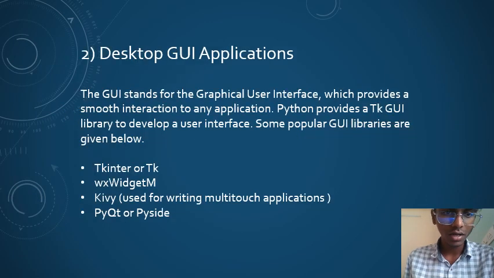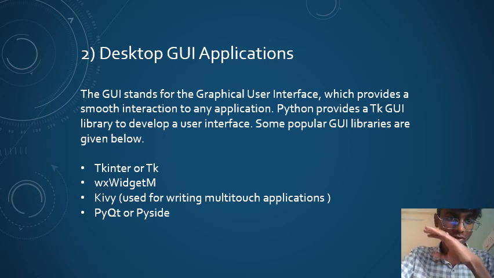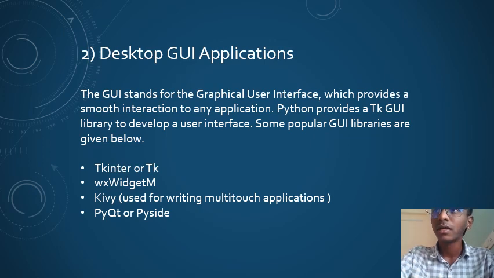Moving on to the next slide, we have desktop GUI applications. This is also one of the applications of Python programming. GUI stands for graphical user interface, which provides smooth interaction with any application. Python provides the Tk GUI library to develop a user interface. Some popular GUI libraries are given below.